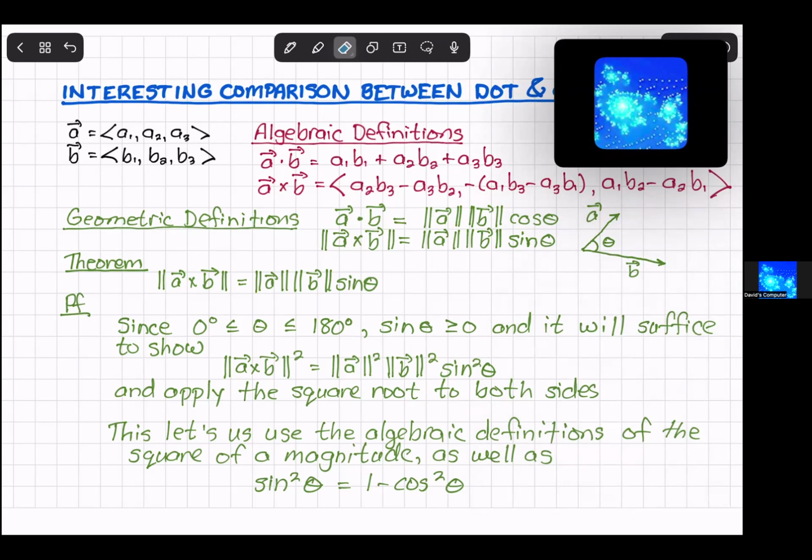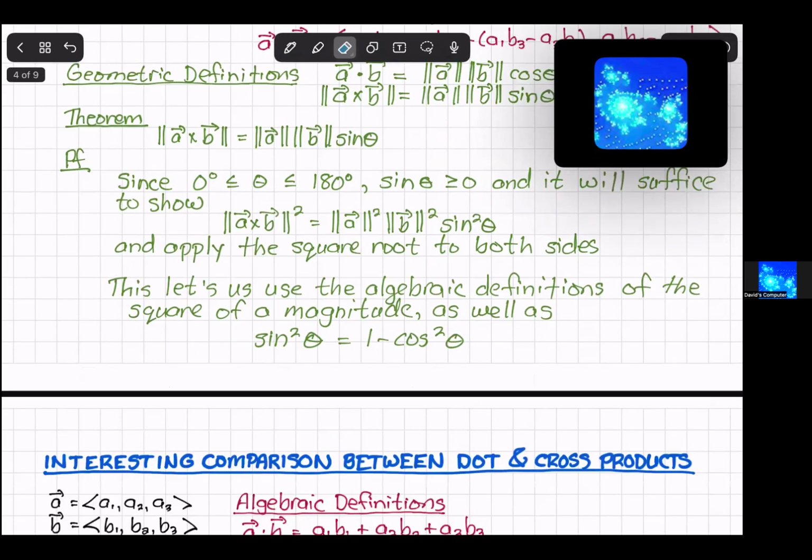But this square of magnitudes allows us to use the dot product property. The square of a magnitude is a vector dotted with itself. And we can also use the dot product property that defines cosine as the dot product of two vectors divided by the product of their magnitudes. So this allows us to replace sine squared. Let's look at what this looks like.